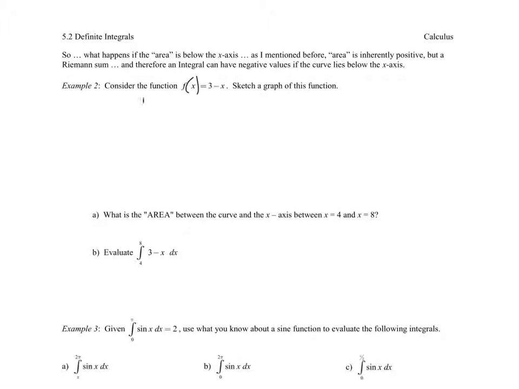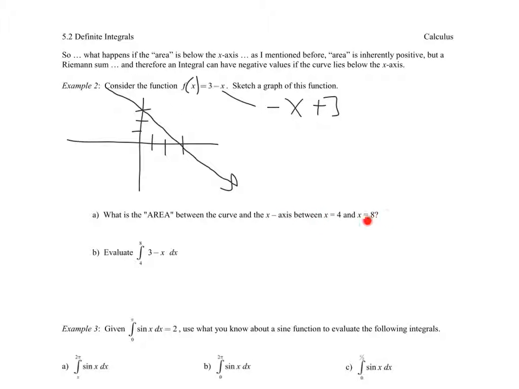So what Dr. Leckie is trying to get at here is when you have an area below the x-axis, that's a negative area. So here's the graph of y equals negative x plus 3, right? So I found the y-intercept at 3 and went down 1 over 1. So the area between the curve and the x-axis, between 4 and 8. Well, if you think about it, here's x equals 4, and x equals 8. I'm going to kind of run out of room. And this is an area that's below the x-axis.